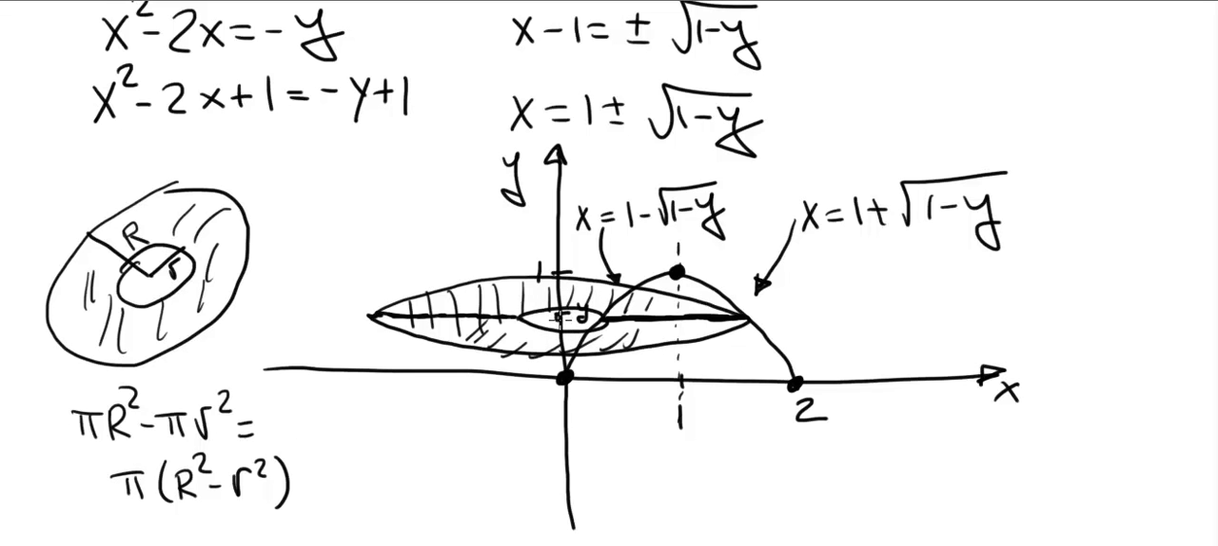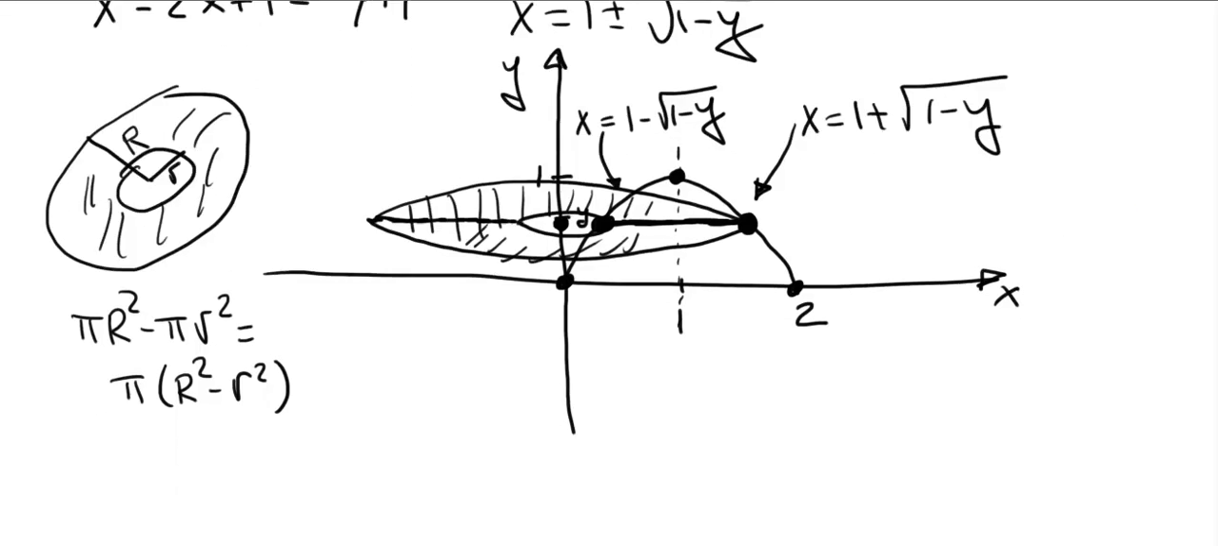So for any y, the center of our washer here is on the y-axis, and the big R is from that center, from the y-axis, over to this point that I'm drawing right now. And that's exactly the x-coordinate on the right side of the parabola, which is 1 plus the square root of 1 minus y. And similarly, the small radius is up to here, and the distance from the y-axis to here is x equals 1 minus the square root of 1 minus y, which is the x-coordinate of the left part of the parabola.